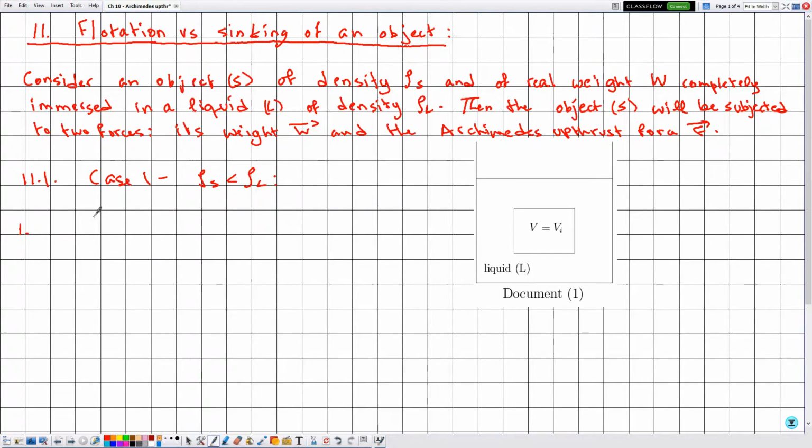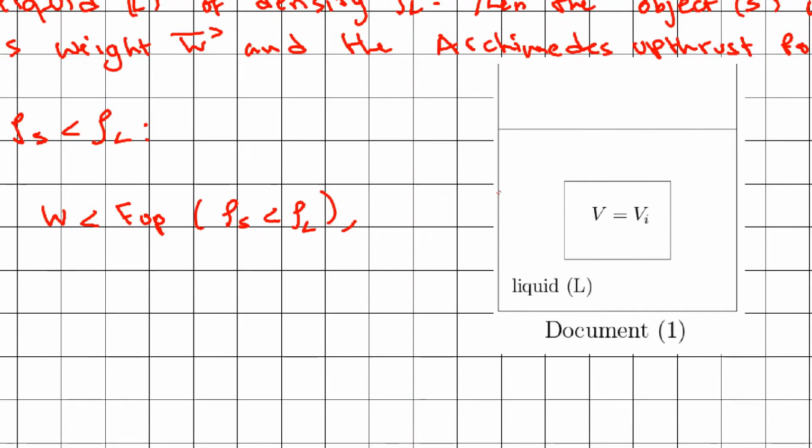So the first idea in this case, we have that the magnitude of W is less than the magnitude of the upthrust. Why? Let me explain why. Knowing that the density of the solid is less than the density of the liquid, and the weight is acting vertically downward like this, and F upthrust is acting vertically upward.